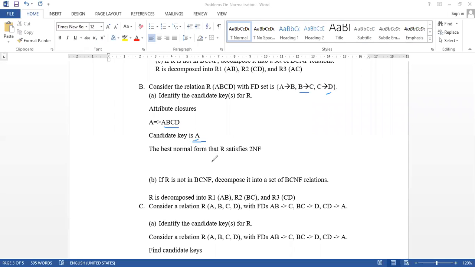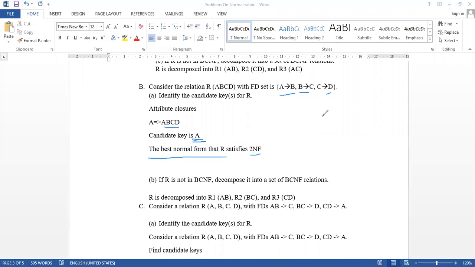Now we have to find out the best normal form that it satisfies. What is the key here? A. Here the key has only one field, right? If the key has only one field, then there is no partial dependency. It means there is no part of the key determining a non-key. Now check here. A determines B. A is the candidate key to B. Now B to C. B and C are non-key to non-key. So it is in second normal form.